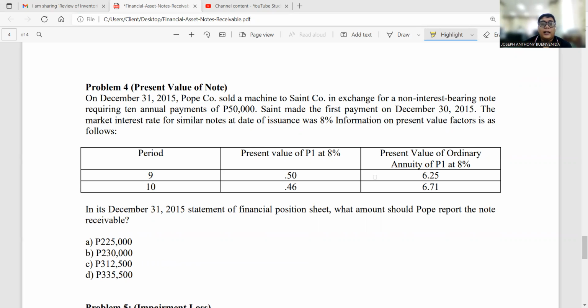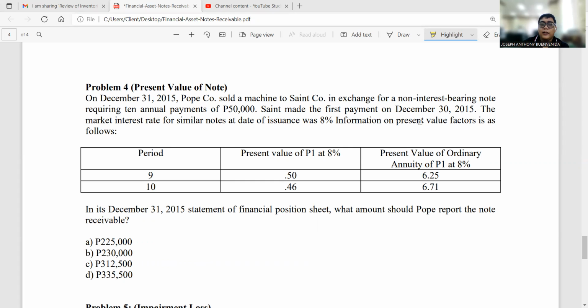The problem says, in exchange for a non-interest-bearing note requiring 10 annual payments of 50,000. So annual payments are a series of payments. Meaning we use the present value of an ordinary annuity. If it were a one-time payment, we would use present value. But if there is a series of payments, we use the present value of an ordinary annuity. Now, which period do we use, 9 or 10? When did he first pay?